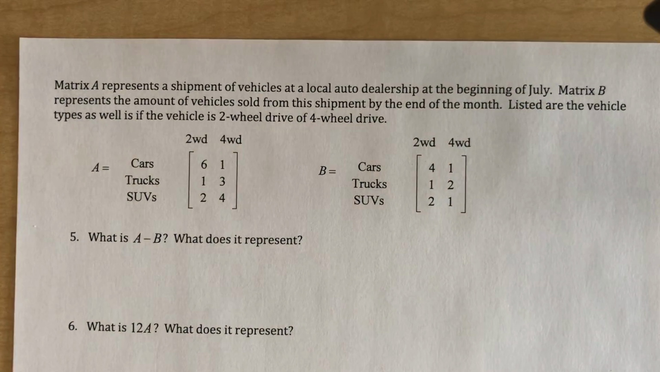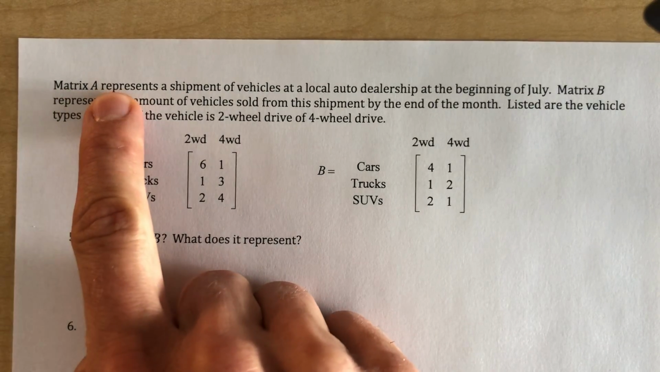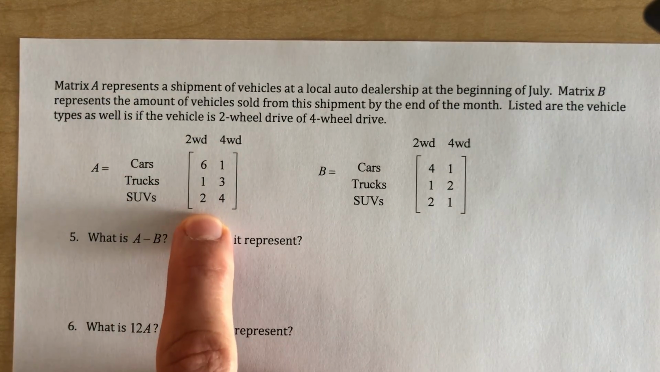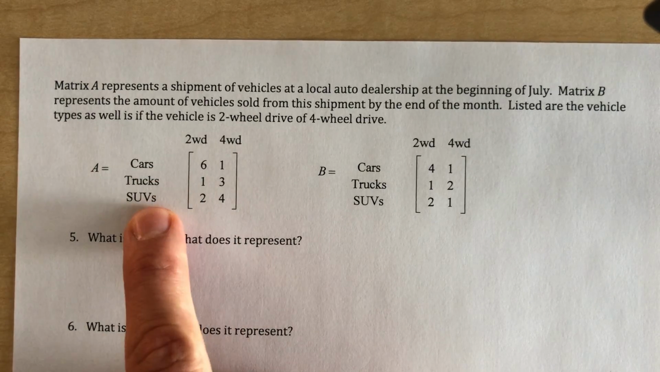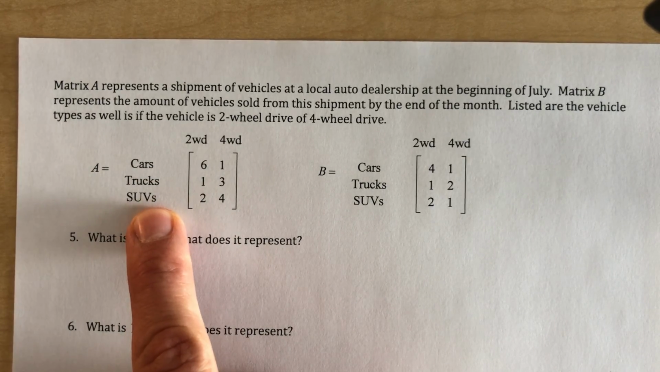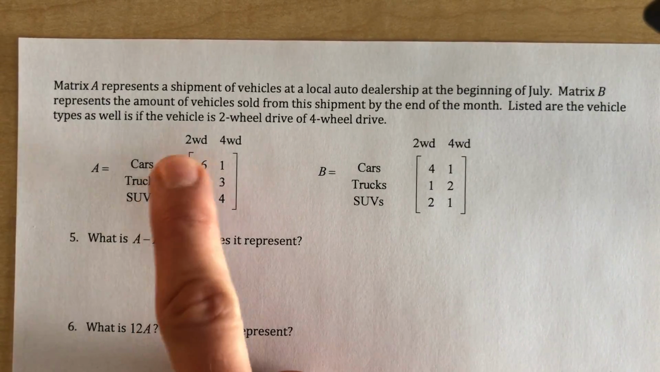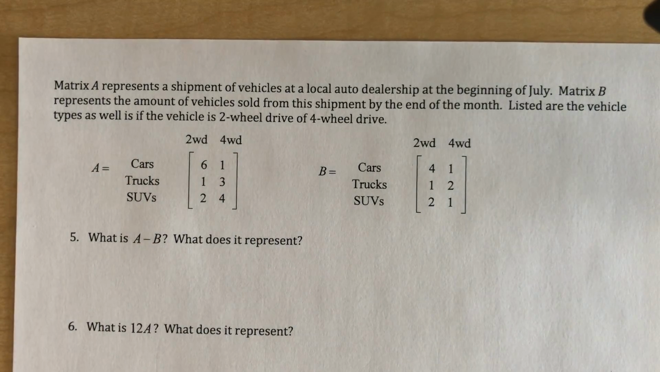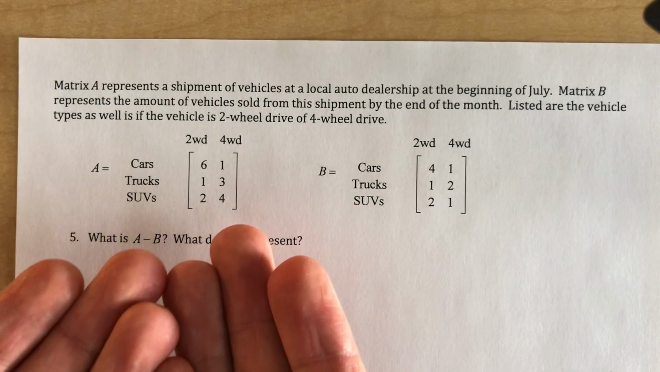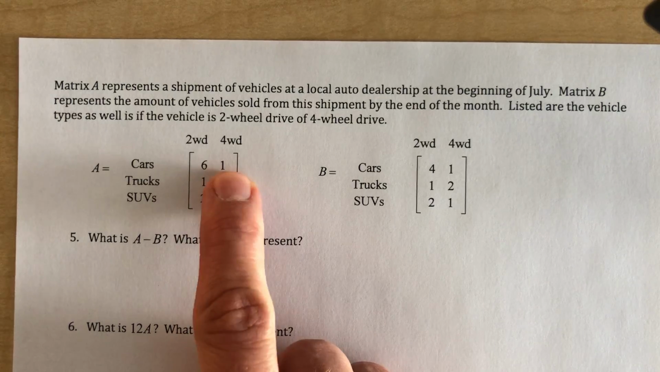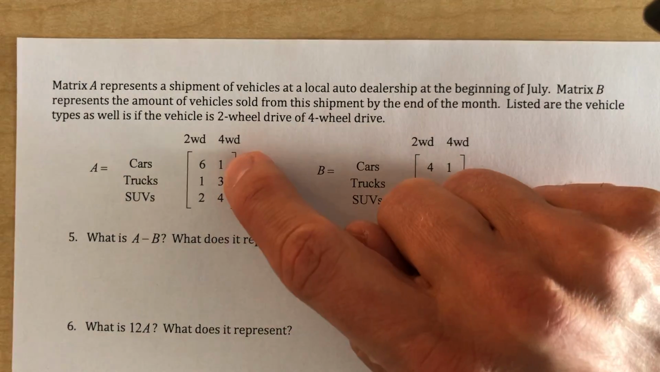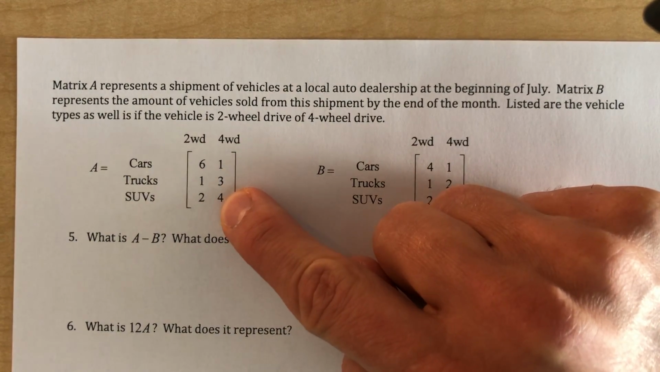Sometimes when I'm reading and I get a little overwhelmed with what it says, I like to just stop and take it all in. Matrix A, where's Matrix A? Here it is. And we're dealing with a shipment of vehicles. So we have cars, trucks, and SUVs, two-wheel drive, four-wheel drive. And that does give me the breakdown of what I have here. So like I had 7 cars total, or if I add this column, I have 8 vehicles total that were four-wheel drive, okay?